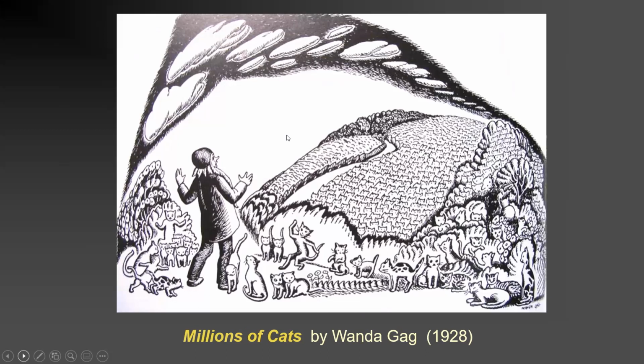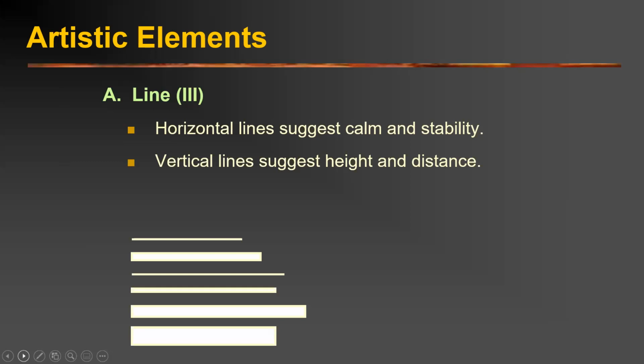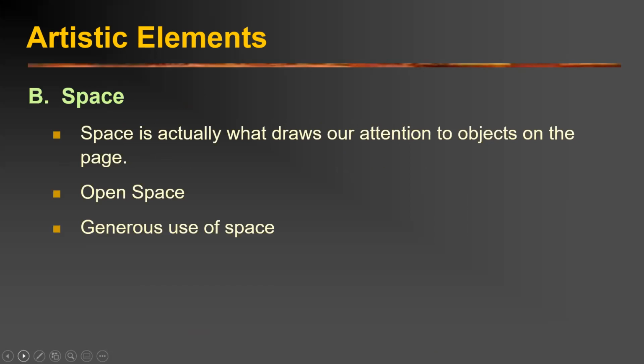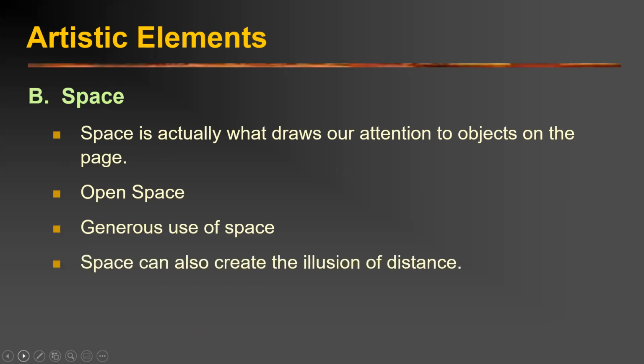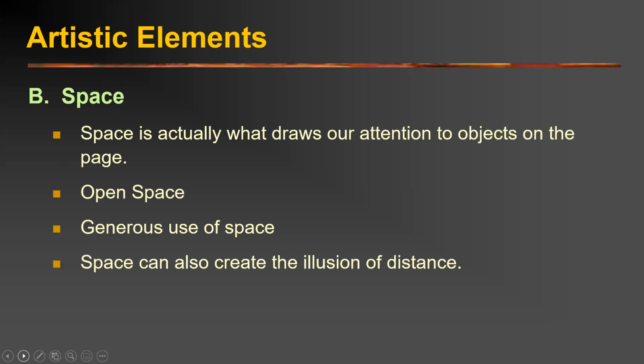Next, horizontal lines suggest calm and stability. Vertical lines suggest height and distance. Okay? Let's take note of this. Horizontal lines and we have vertical lines. Okay, space. The space is usually what draws our attention to objects on the page. Open space, generous use of space, and so on. Space can also create illusion of distance. So space draws attention to the object.